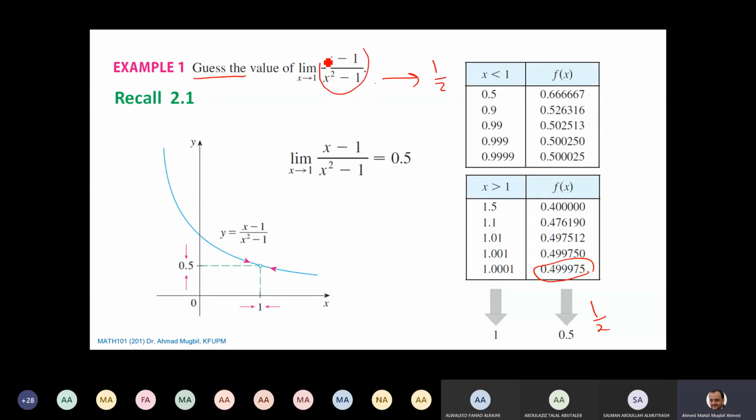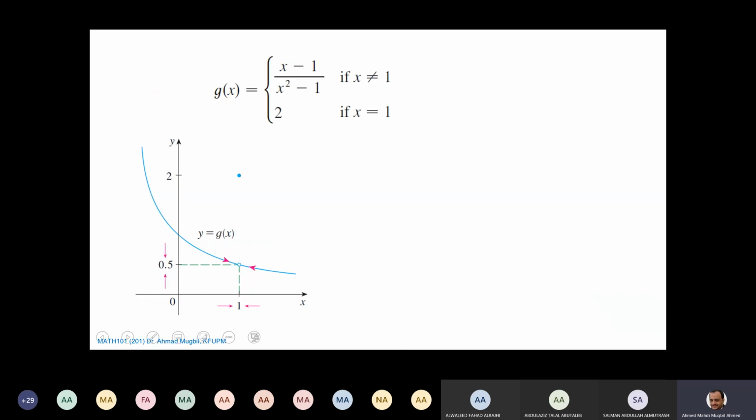But the difference now will be what? This function is not defined at 1. But this function is defined at 1. When x is 1, this is, by the way, called a piecewise defined function. So this is the value of the function when x is not 1. And when x is 1, the value of the function is 2. So this means that the value of the function at 1 equals 2.